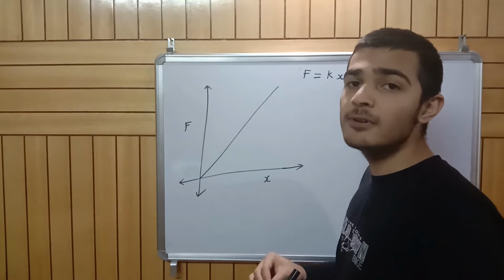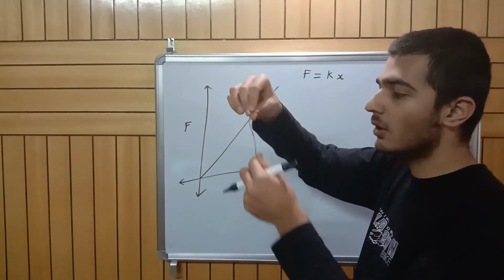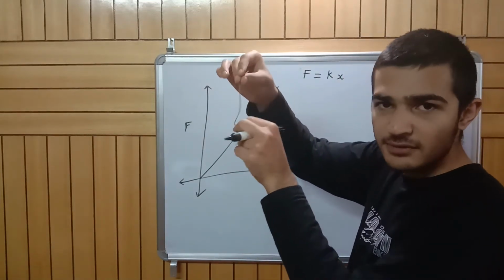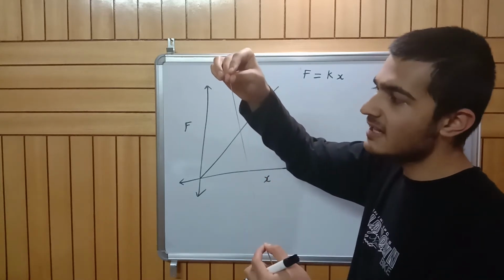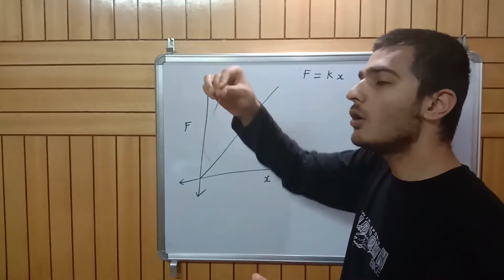Now how do I find the work that has been done by me on the spring, on this rubber band? I've done some work while stretching it, right, for it to gain some potential energy. Okay, so how do I find that work?